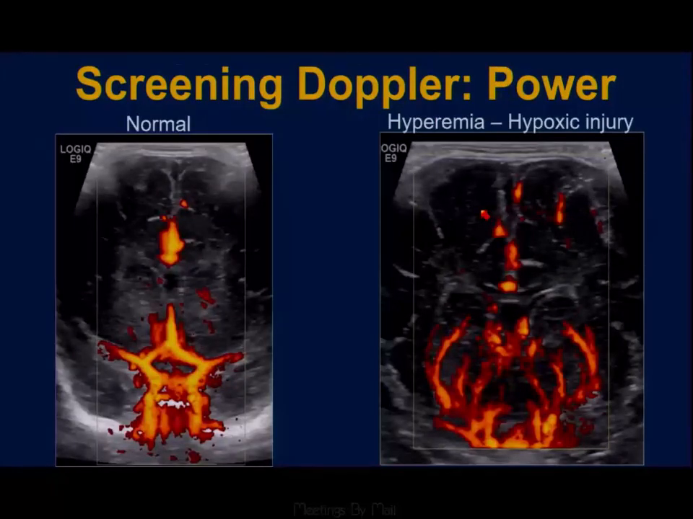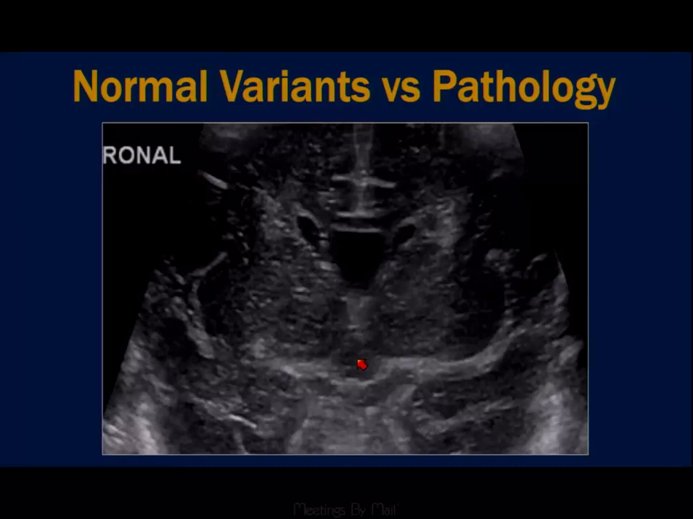Another thing that we can do is, if we're suspecting hypoxic injury, you can screen with power Doppler in addition to color Doppler. And basically what that will get you is, on a normal scan, you should really just see those large arteries of the brain, those areas with normal arterial flow. But if you have an area of hyperemia, you'll see hyperemia all through the parenchyma and not necessarily confined to these vessels. And now I want to go through a set of normal variants versus pathology that looks relatively similar.